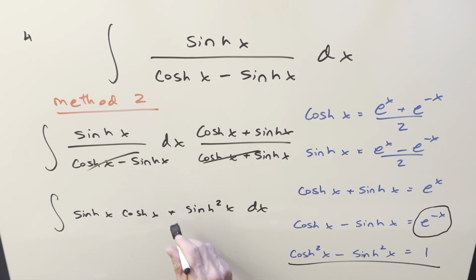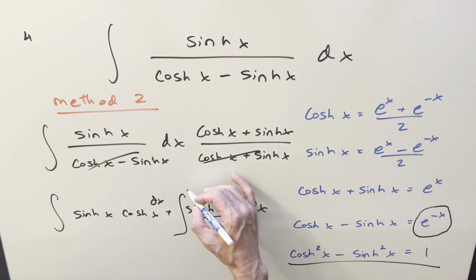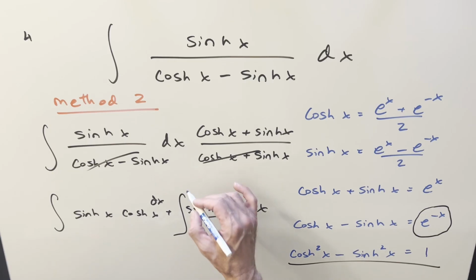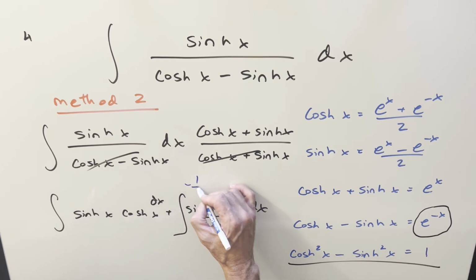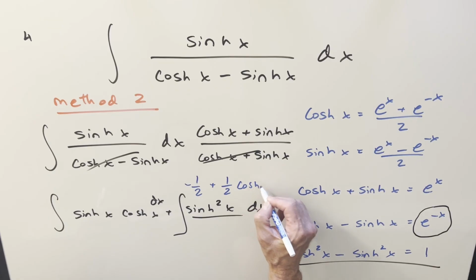But this thing here, we can just split this into 2 integrals. Let me throw a dx in there. And then this one, we have another identity for that. Sinh squared x, it's just like the regular trig, just the sign gets reversed. So instead, the power reduction is going to be minus 1/2 plus 1/2 cosh of 2x.